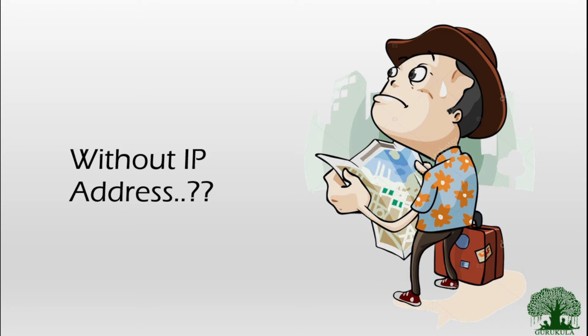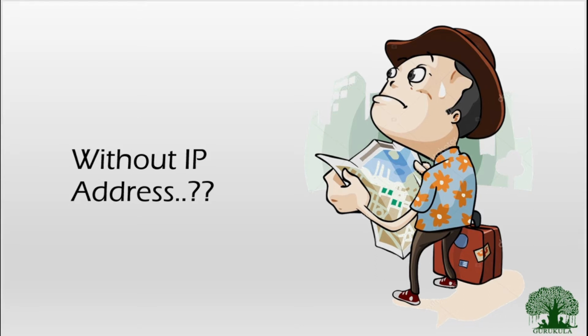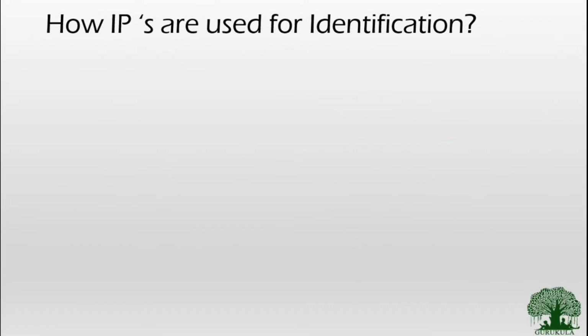So let's take for an example, you are ordering something on Amazon or Flipkart. What if the delivery person does not know where you are located? He doesn't know the address of your home. So how can you ensure that the packet is reaching your home? That is how important IP addresses are as far as the network is concerned. So how are IP addresses used for identification?